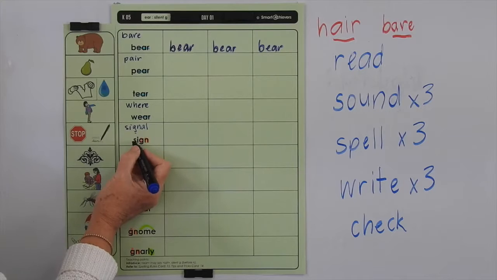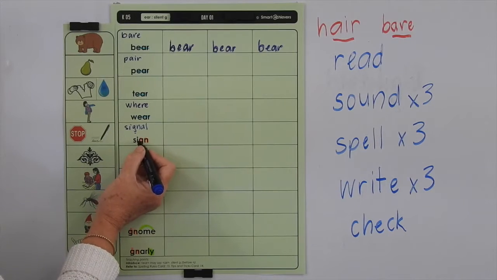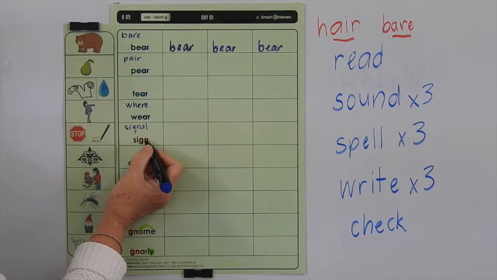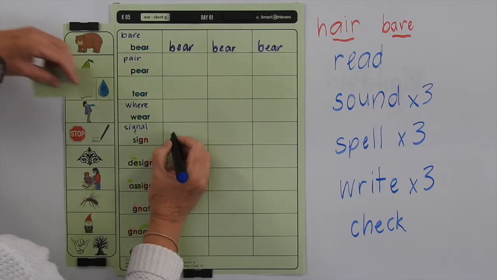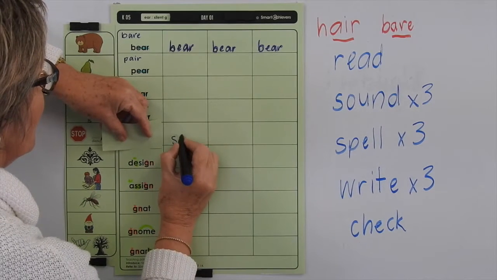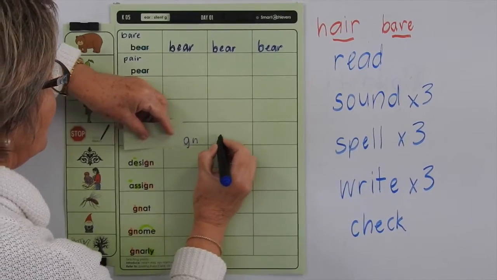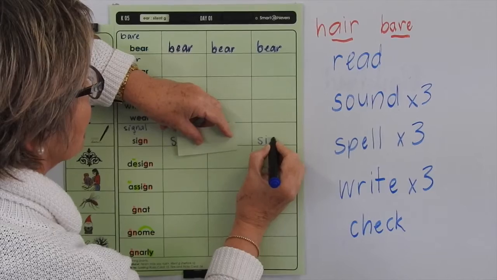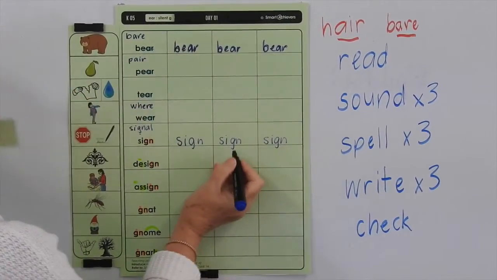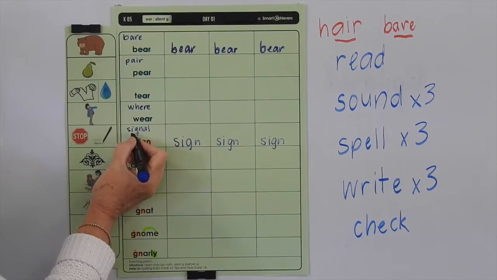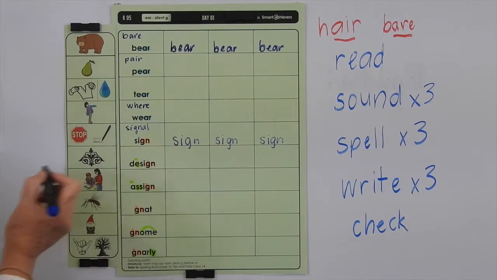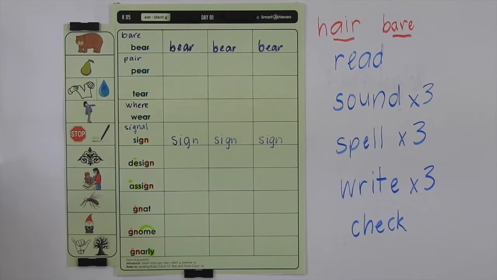So we're going to go S-I-N, S-I-N, S-I-G-N, S-I-G-N. Cover it. S-I-G-N. So if you get stuck on that one, just remember it comes from the word signal, and you can hear that G in there, and that might remind you to pop that G in.